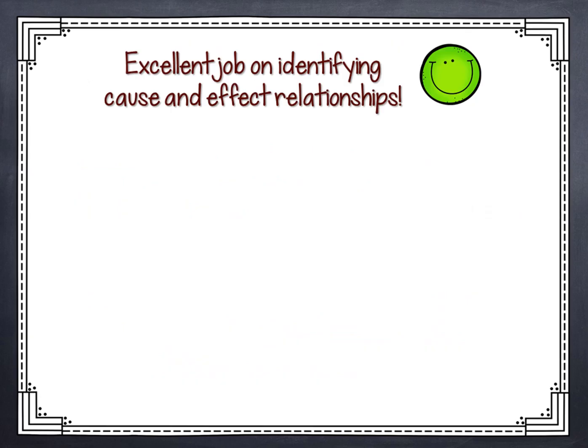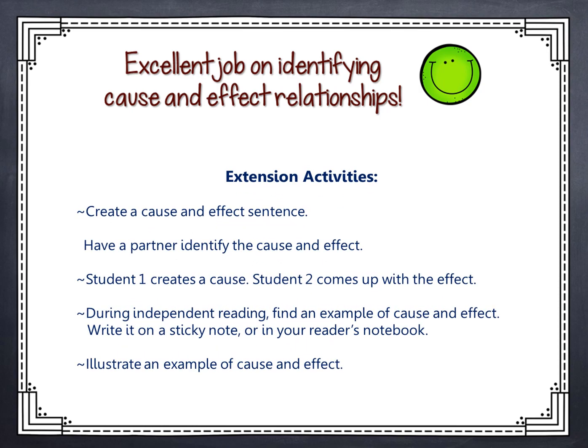Excellent job today on identifying cause and effect relationships. Some extension activities you could try are create a cause and effect sentence and then have somebody else identify the cause and effect. Or you could create the cause and have somebody else come up with the effect. Another activity would be during your independent reading, find an example of cause and effect and write it on a sticky note or in your notebook. You could also illustrate an example of cause and effect.